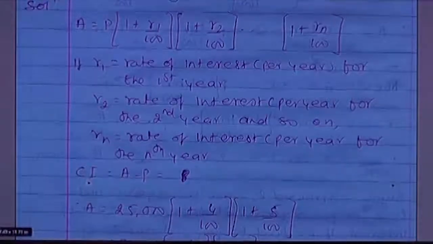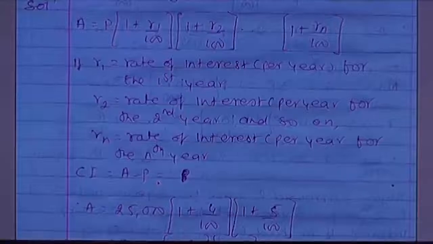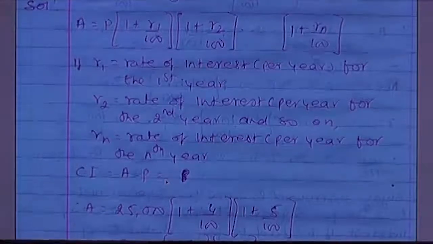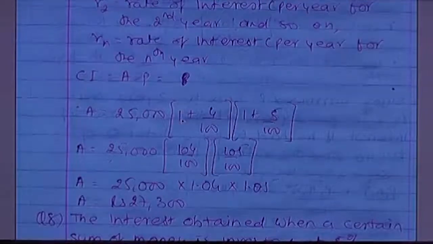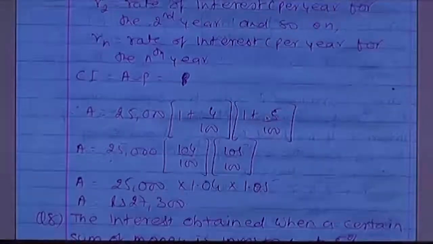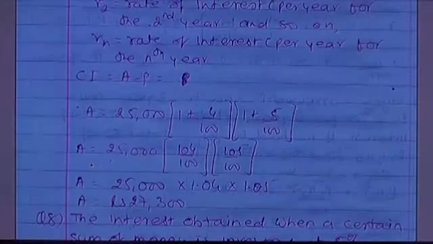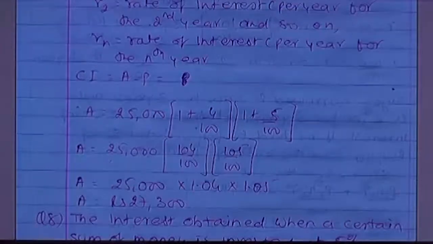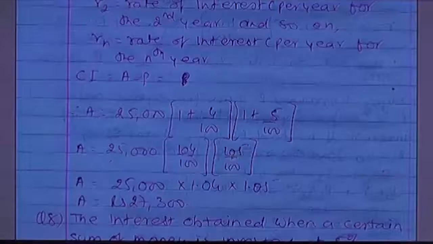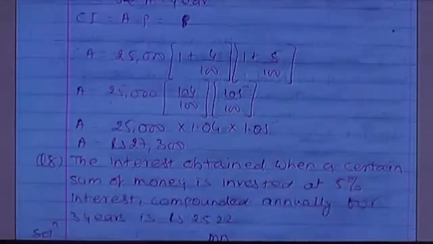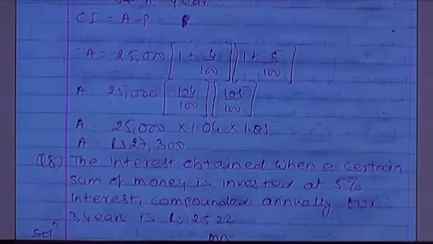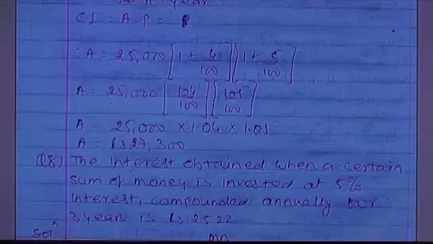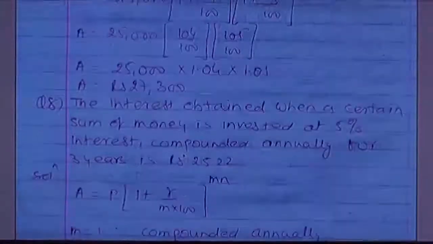And we know that compound interest is equal to amount minus principal. So let's first find out the amount. So amount is equal to 25,000 multiplied by 1 plus 4 upon 100 into 1 plus 5 upon 100. So amount is equal to 25,000 into 104 upon 100 into 105 upon 100. So A is equal to 25,000 into 1.04 into 1.05. And when you multiply all these three numbers, you get amount as rupees 27,300.